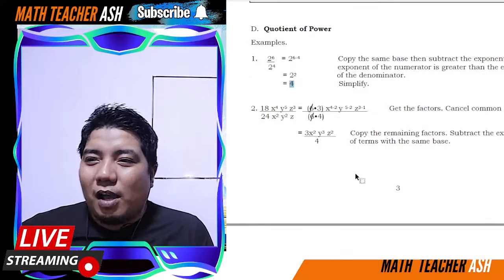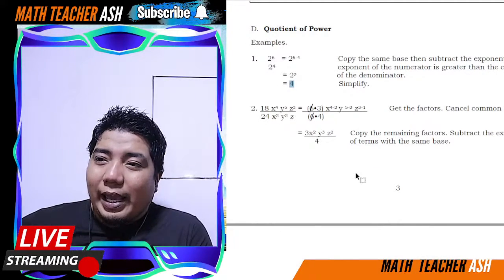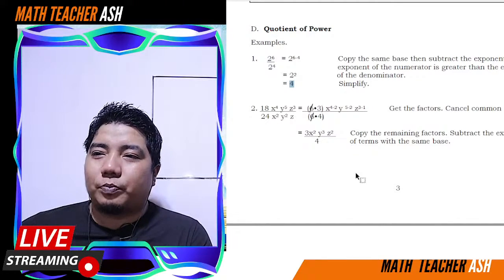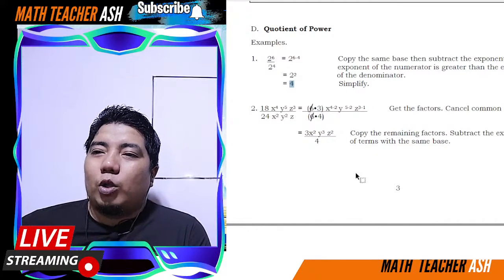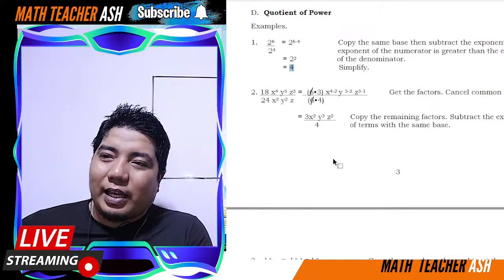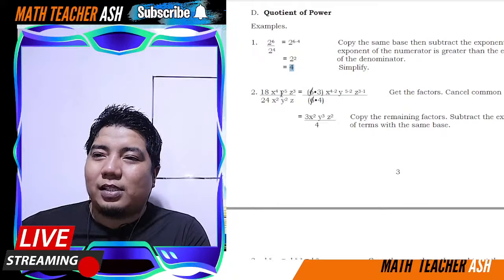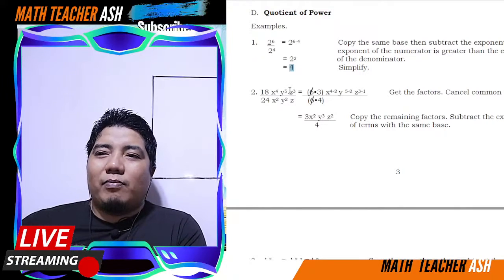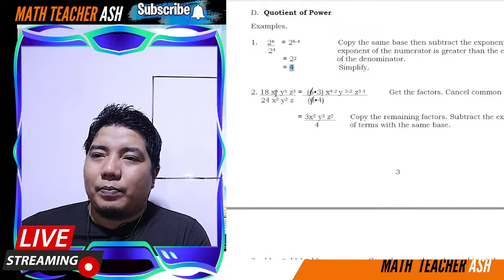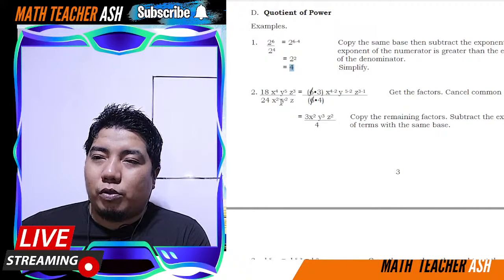Alright, so now, how about number 2? We have here 18x to the 4th, y to the 5th power, z cubed over 24x squared y squared z. Okay, so if this is the case, as you can see, they have both x, they have both y, they have both z. So what you can do is apply subtraction here. So 4 minus 2, that is 2.